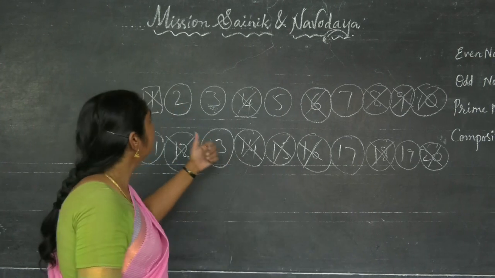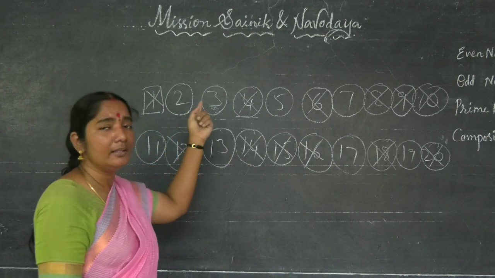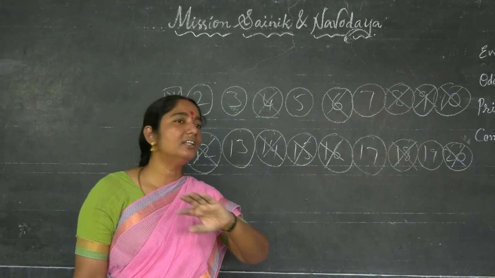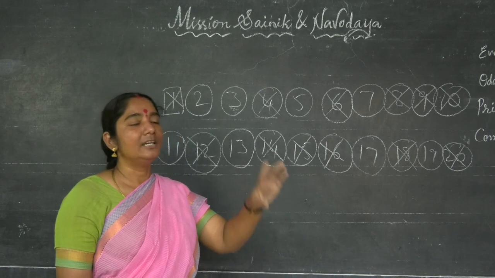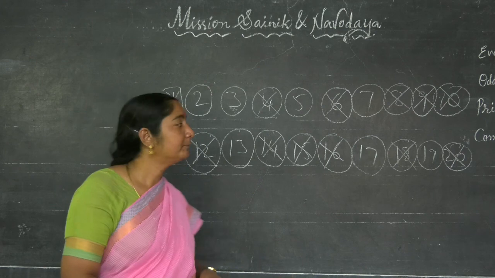2 is the least prime number and also the only even prime number. There is no other even number which is a prime number. It is the only even prime number and also it is the least prime number.